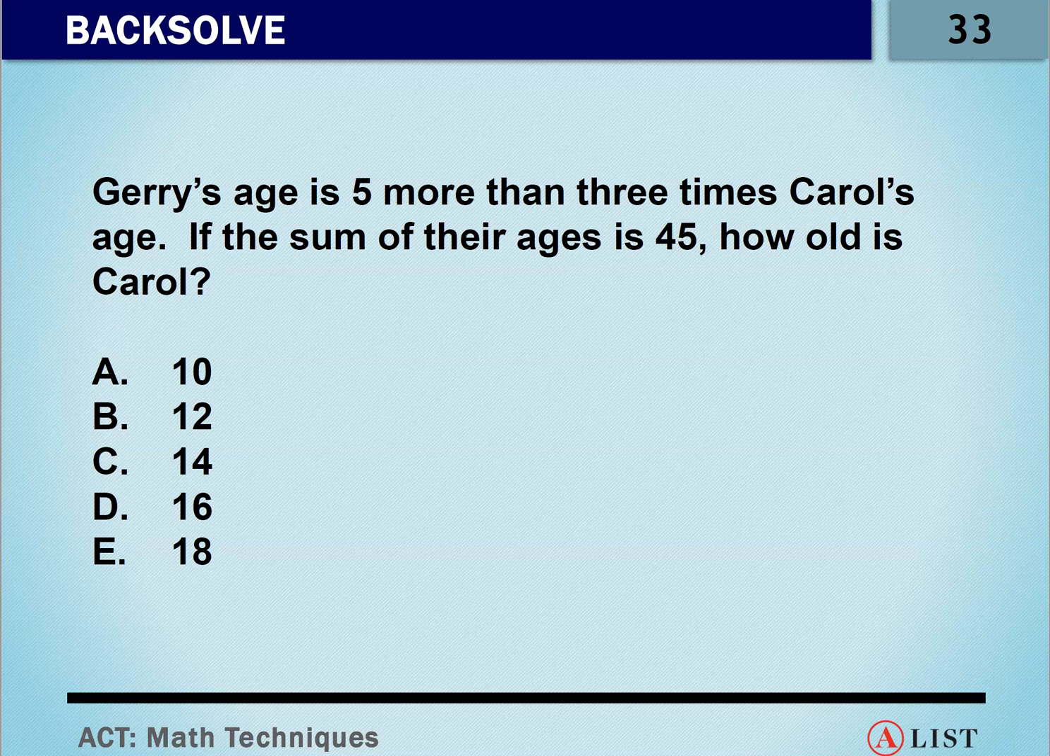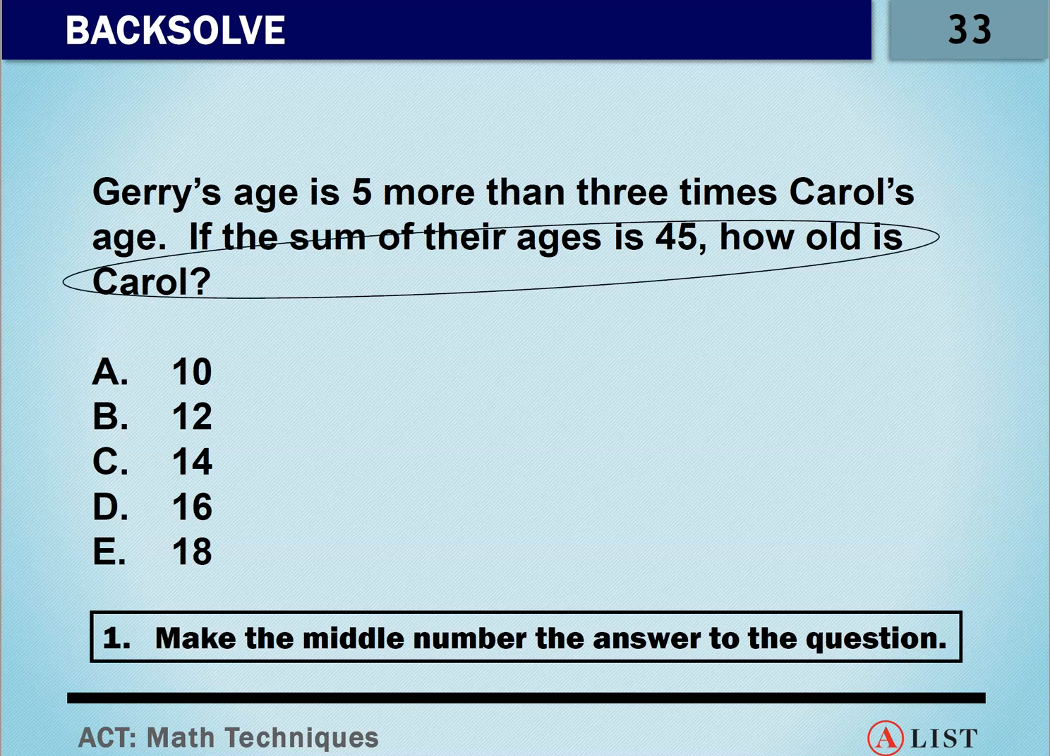Our first problem here, problem 33. Jerry's age is 5 more than 3 times Carol's age. If the sum of their ages is 45, how old is Carol? So we're going to take a look at picking the middle number, and this is where you might have heard the misnomer about always bubble in C if you don't know anything on the problem. Well, the company tells me when we trained with them, it's not necessarily C that you want to bubble in, because they've done a study, and typically it's going to be B or D. But you start with C if you're doing Backsolve.